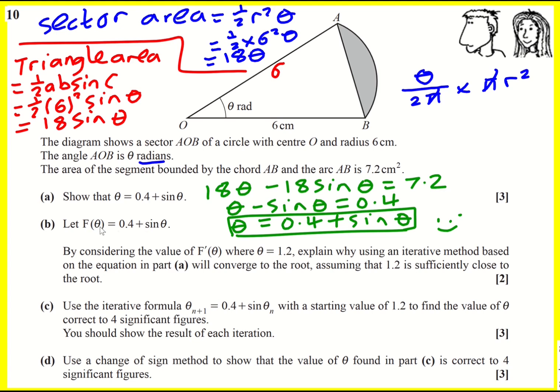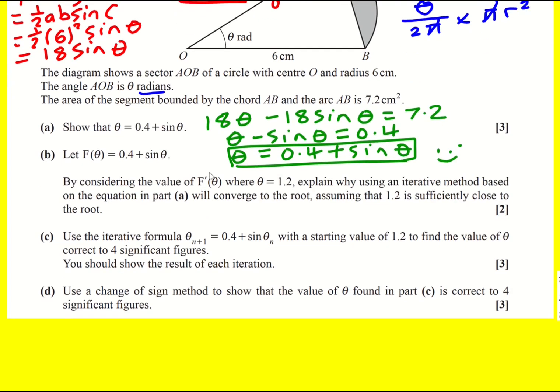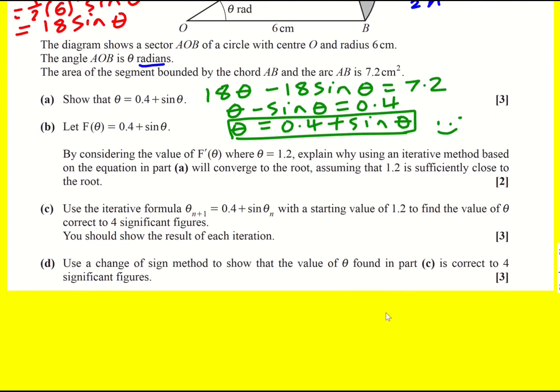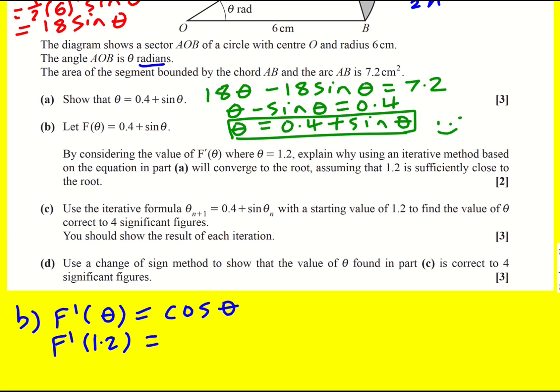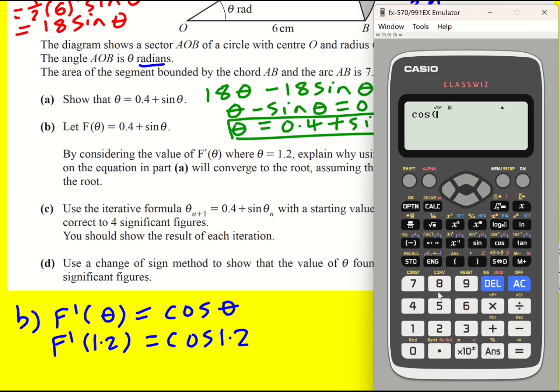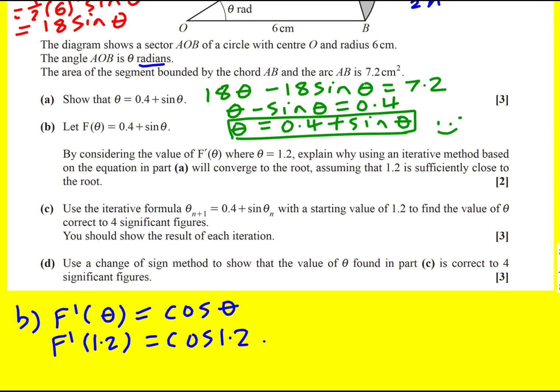Next up, we're asked to let f of theta equal 0.4 plus sine theta, so the right-hand side, and then consider the value of f dash theta when theta is 1.2. Okay, I'm just going to do that, and then we'll worry about the rest of it. So f dash theta, differentiate 0.4, you get 0, differentiate sine, you get cos. And then when theta is 1.2, you can substitute that in. So it's going to be cos of 1.2, which gives 0.3623.